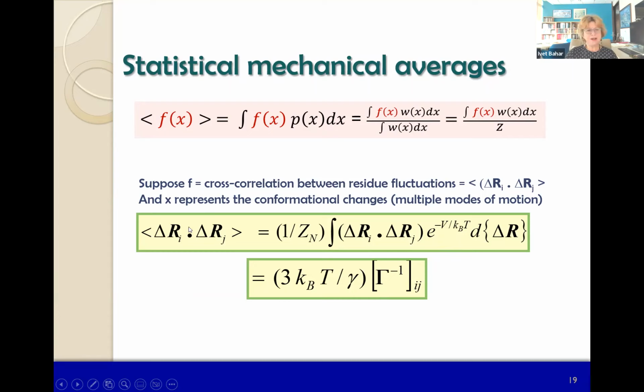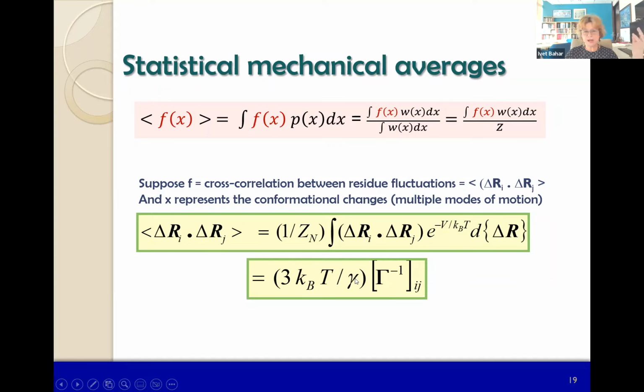The result is that delta Ri delta Rj, the cross correlation between amino acids I and J, the way they move in space, is simply proportional to the ijth element of the inverse, actually pseudo-inverse, of gamma. So that is a very important, very simple rule. Once you construct the connectivity matrix, the Kirchhoff matrix, you invert it, and actually this is a pseudo-inverse because there is a zero eigenvalue, but you can calculate the pseudo-inverse by eliminating the zero eigenvalue. So once you invert it, the ijth element will scale with the cross correlation between residues I and J. And then there is a proportionality constant.